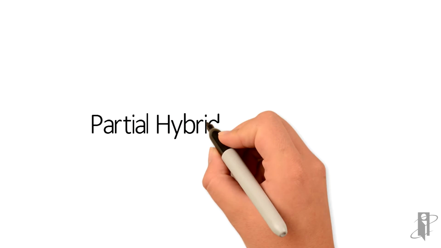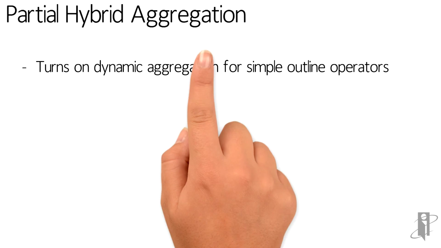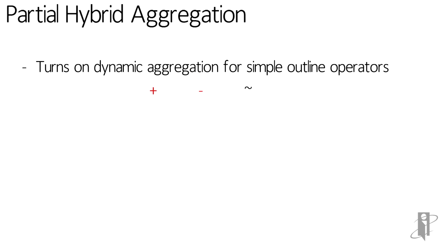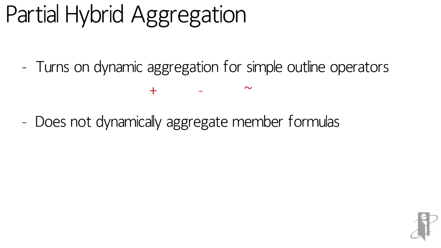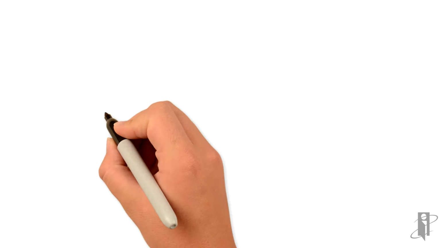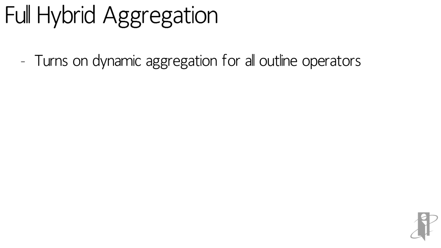The partial hybrid aggregation command turns on dynamic aggregation for simple outline operators. Those are the plus, minus, and tilde operators. Partial hybrid aggregation does not dynamically aggregate member formulas. Member formulas and more complex outline operators, such as the multiplication, division, and percentage operators, are calculated using the block storage mode.